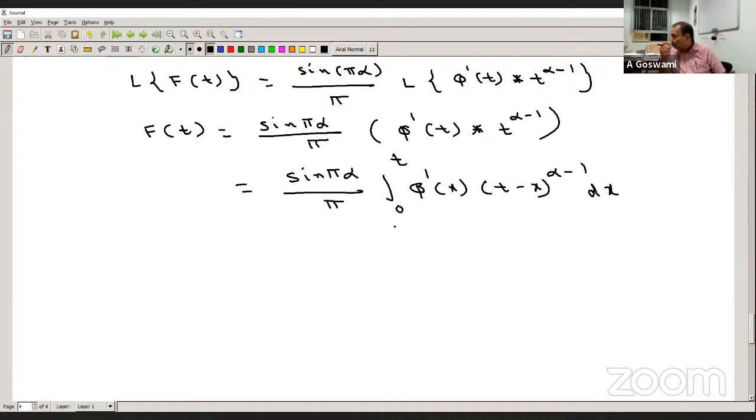Anything else? Any other question? Okay. So I think Alam, you got what is integral equation and how to find out the value of the unknown function from integral equation using Laplace transform. If there is any further query, please post it.